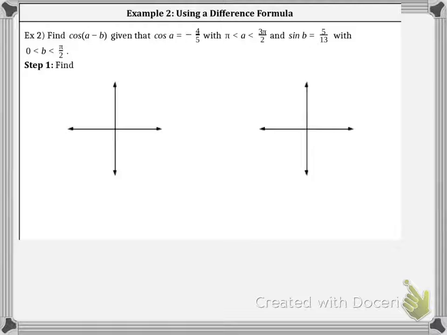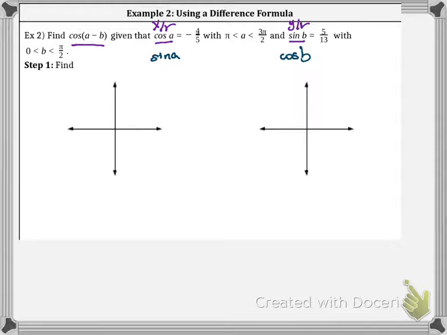Remember that cosine is x over r, and sine is y over r. So we need to draw these triangles and figure out what we need. So we have cosine A and sine of B. We're trying to find cosine of A minus B. We're given cosine of A and sine of B, so we need to find sine of A, and we also need to find cosine of B. Those are the values we need in order to figure out what cosine of A minus B is.